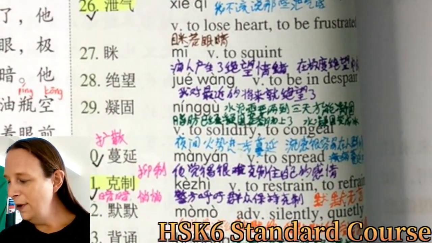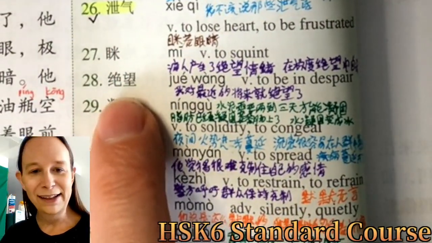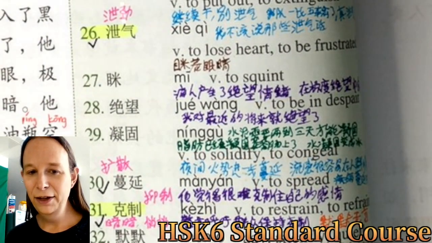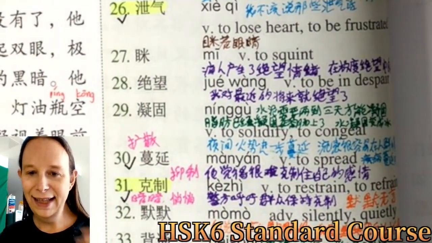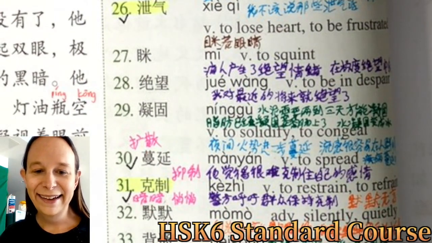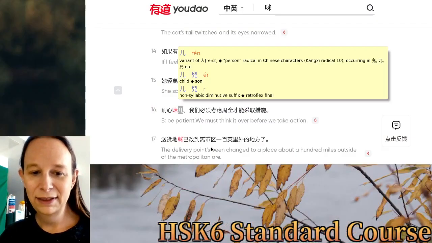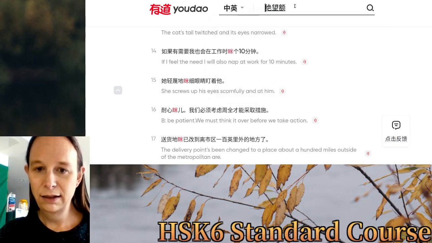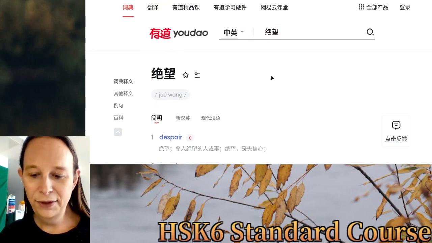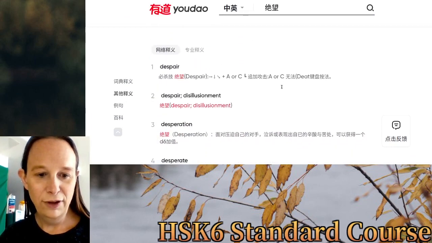Next is 绝望. Ah, here we go. We have another one. 绝望, kind of like 泄气, but to a far greater extent. 绝望 is like to despair, to be in despair. Okay. Yeah. 绝望. 不要绝望. It's like, oh, everything's hopeless. Give up. Too hard, don't try. 绝望.